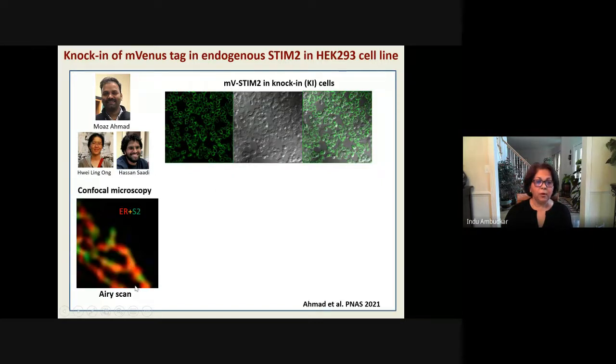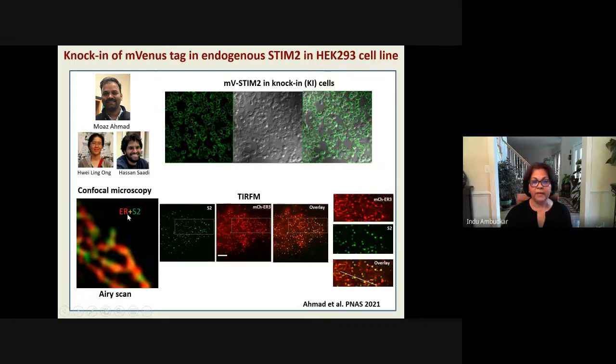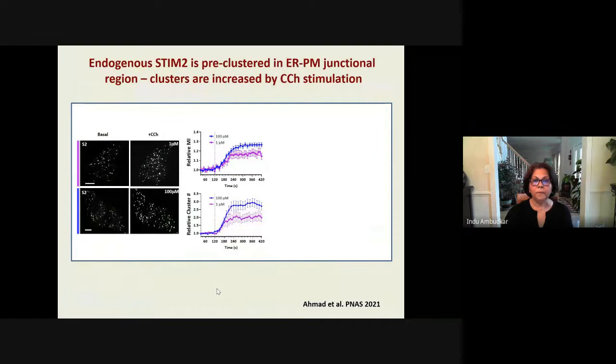So when you look by confocal microscopy at the ER, the STIM2 very nicely decorates the ER network along with the ER marker. If you now do a TIRF experiment, you can see ER at the subplasma membrane level, and the STIM2 is very nicely punctate in this ER that is situated right below the plasma membrane. These are just enlarged pictures of the same. So is this a normal STIM2? Can it still respond? Yes, it can still respond.